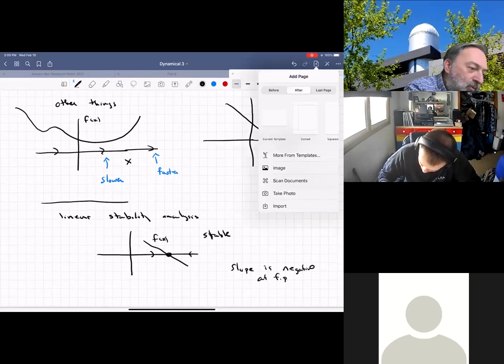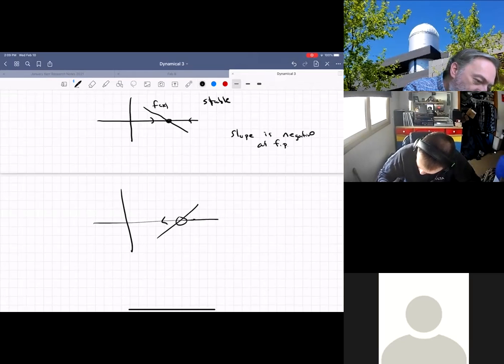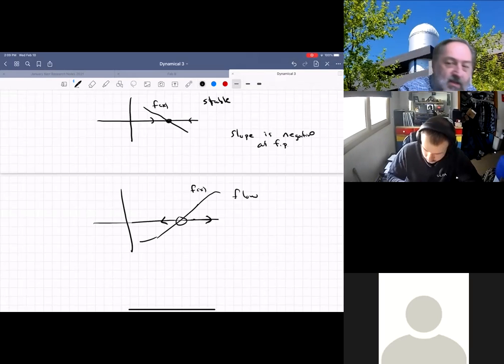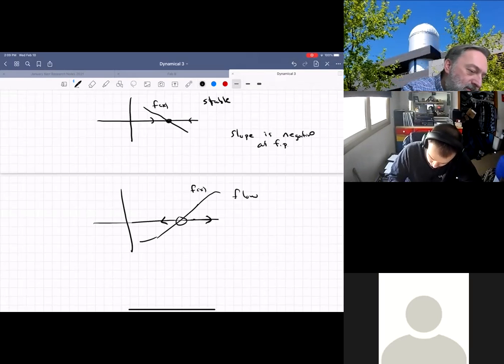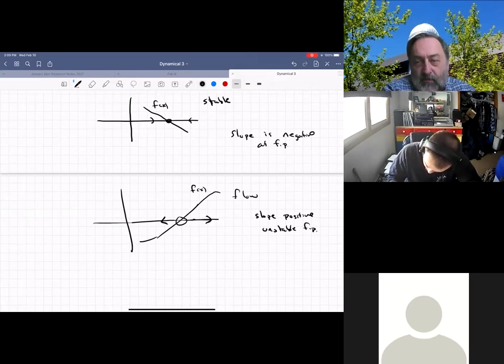And for any fixed point that is unstable, see, if this is my flow, here's my f of x. My flow are the arrows. The f of x is the curve. If the slope is positive, I'll have an unstable fixed point. And that's because, if you just sort of graphically look at it, it's kind of obvious.